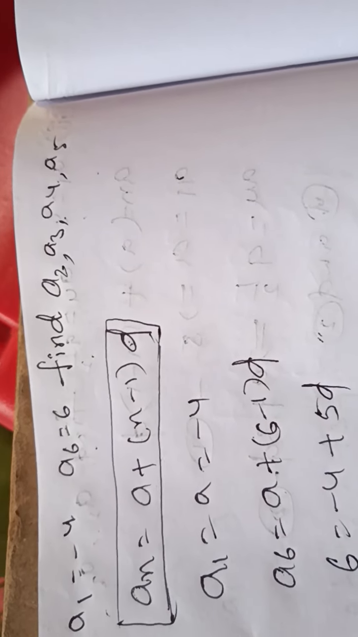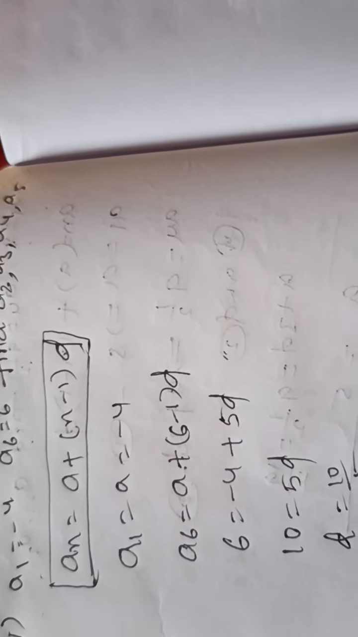If we transpose -4, 10 is equal to 5d. d is equal to 10/5, d is equal to 2. Now, a2 is equal to a plus d. a is how much? -4 plus 2, that is -2.